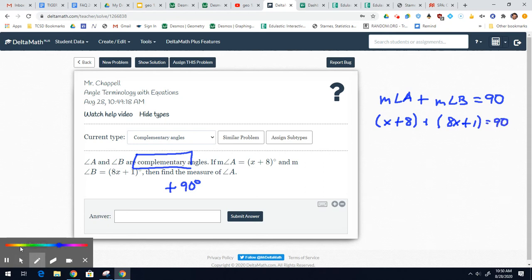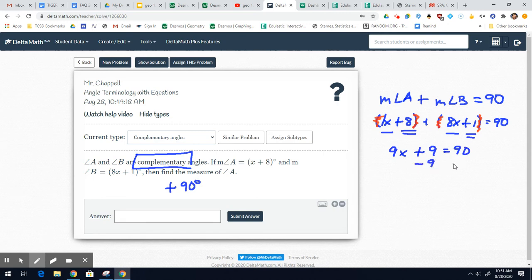Now, because there's no subtraction going on, because there's no numbers in front of these parentheses, you don't need the parentheses, right? This is just straight addition combining our like terms. So here, I'll combine this x and this positive 8x. This is a 1x, so 1x and 8x is 9x. I'll combine the 8 and the 1. 8 plus 1 is 9. And that equals 90. I will then subtract 9 from both sides.